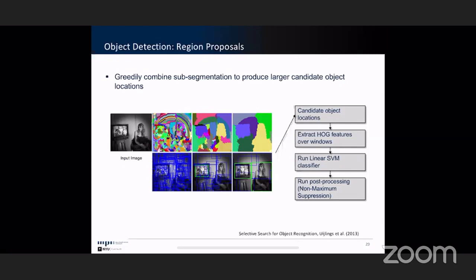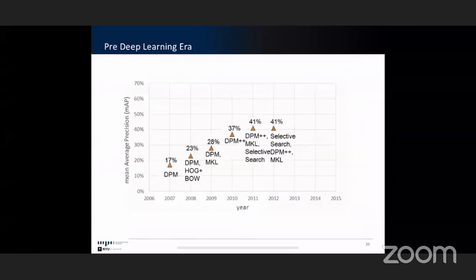So this was one idea where you could come up with these proposals, which could reduce your search time, which could reduce your runtime. So this is again something which people were doing, and you see here they are using this mean average precision which we just looked at, and this is in the pre-deep learning era, just before deep learning came out.